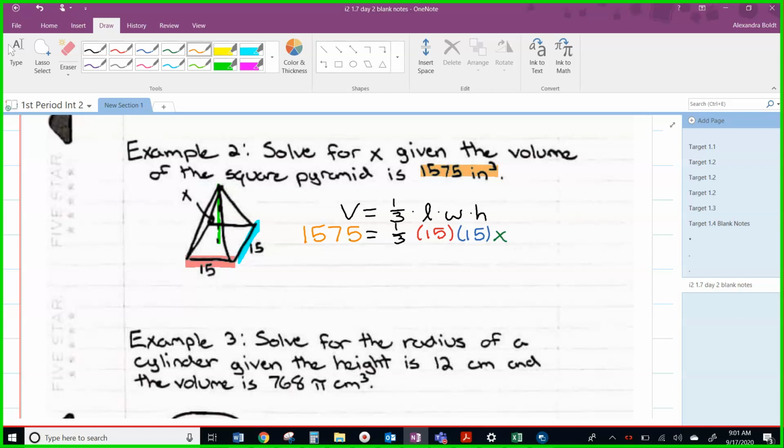The first thing I'm going to do is simplify both my sides. So 1575, that can't simplify anymore. My right side, however, I can multiply 1/3 times 15 times 15. And when I multiply 1/3 times 15 times 15, I believe I get 75. And then I still have this x.